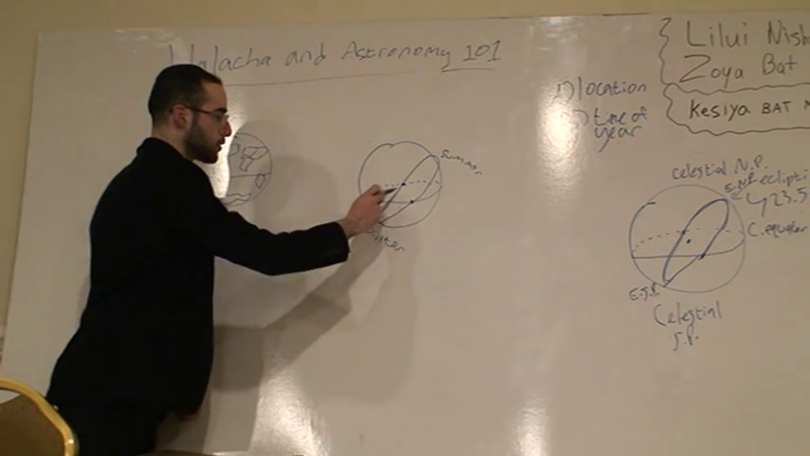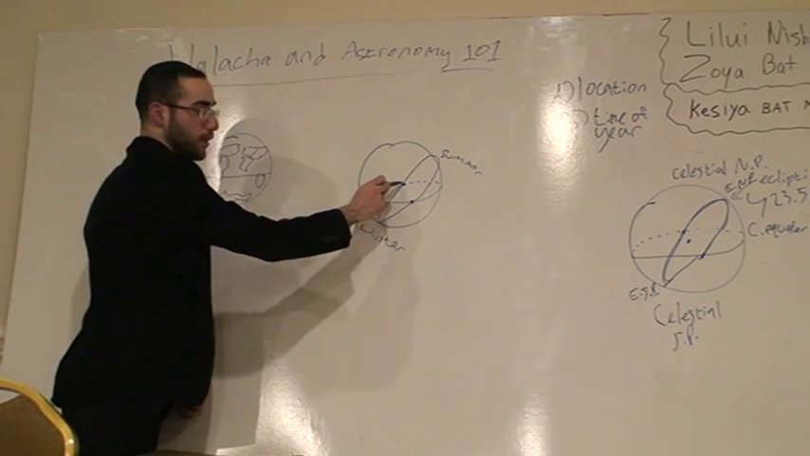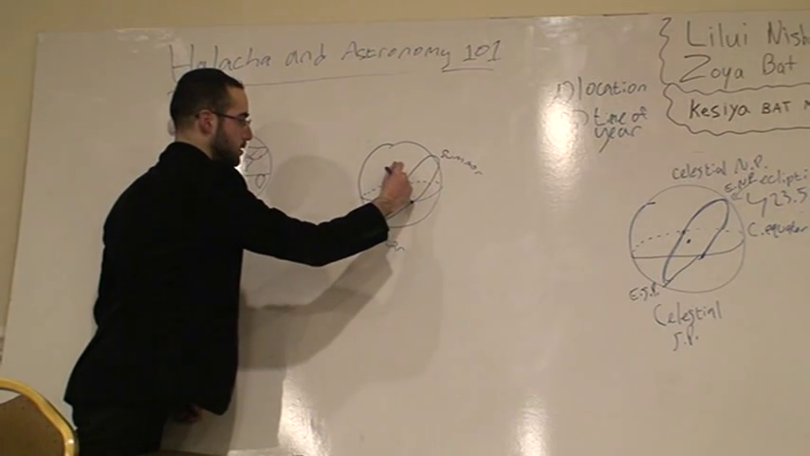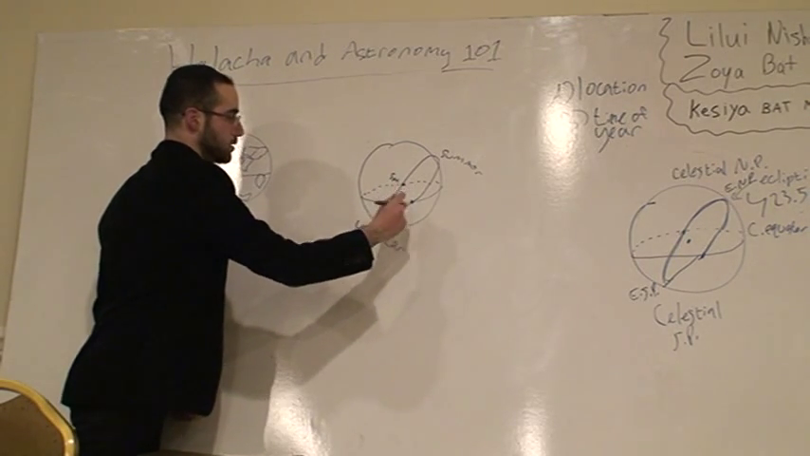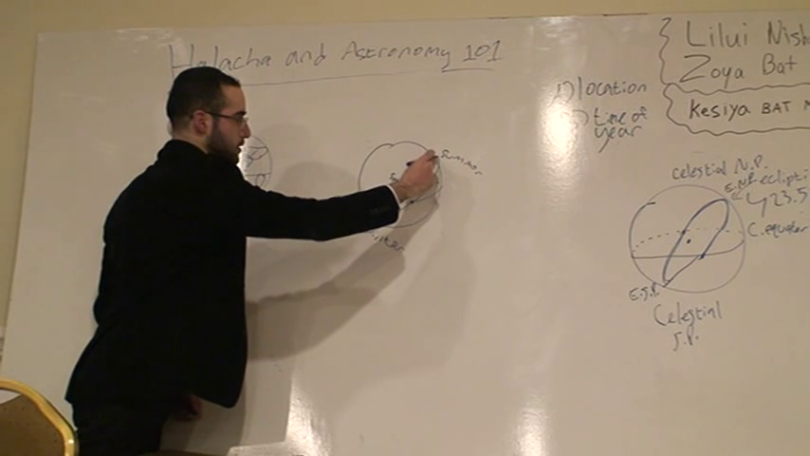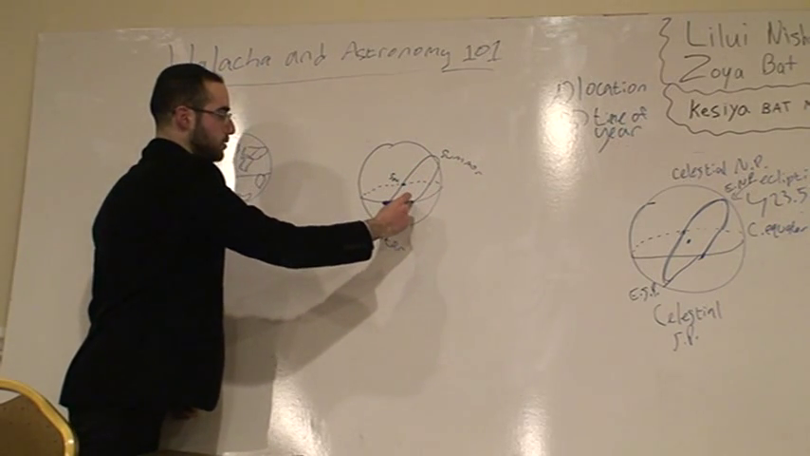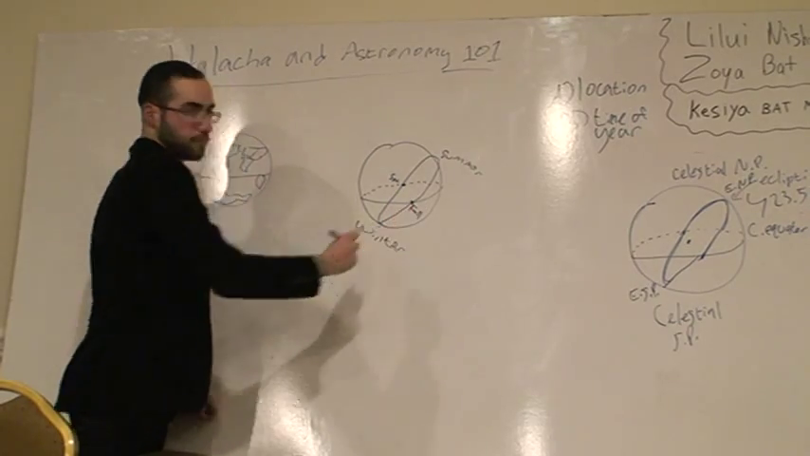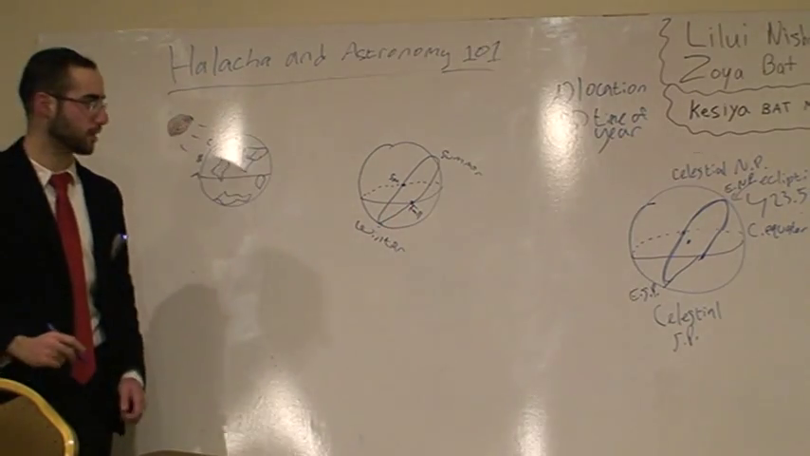As we approach north and we touch the equator over here, it becomes spring. Into summer, goes back down, touches the point over here, becomes fall. All right?